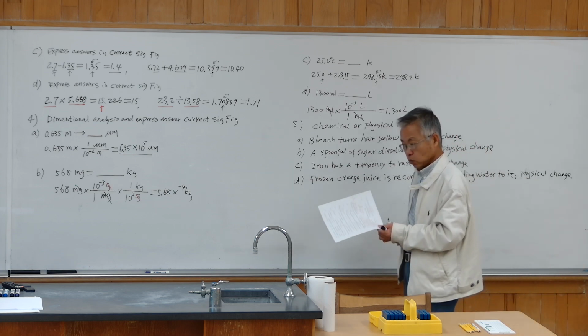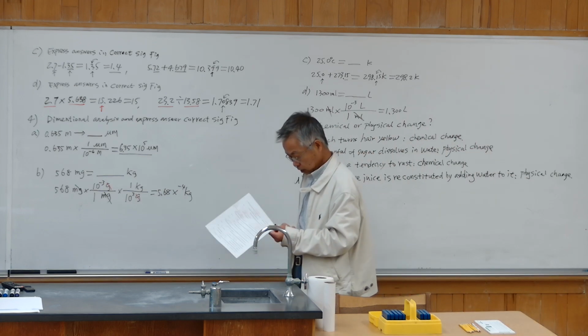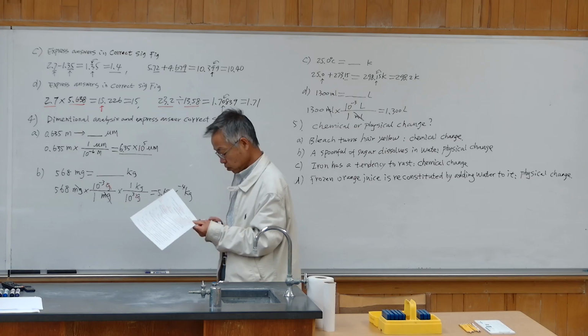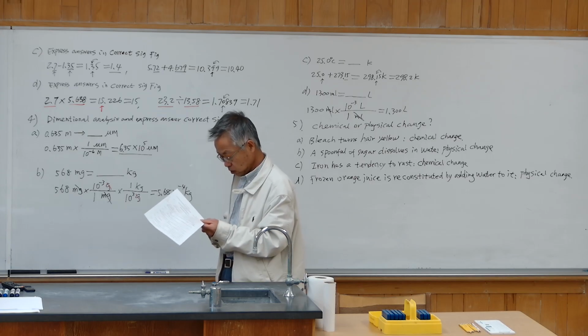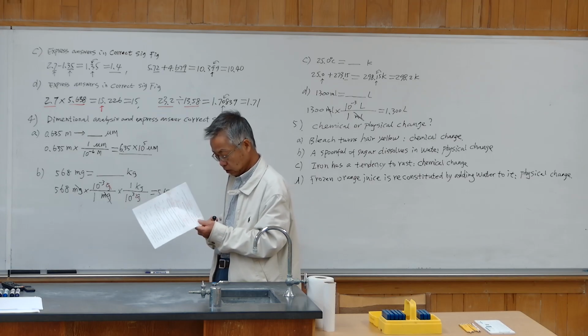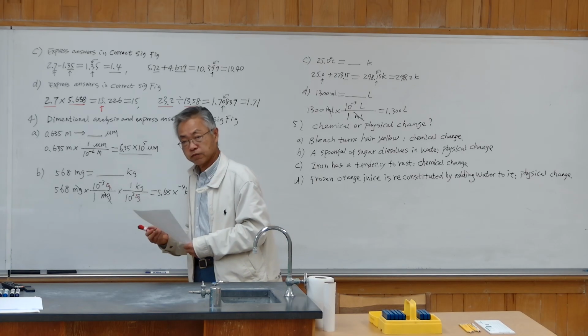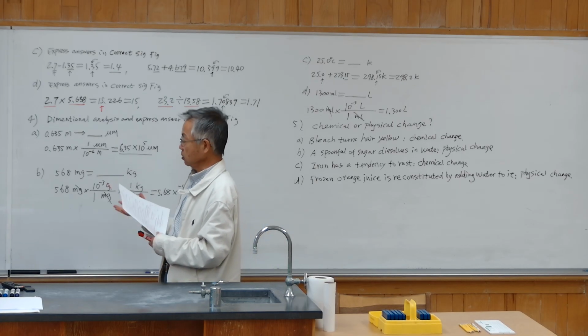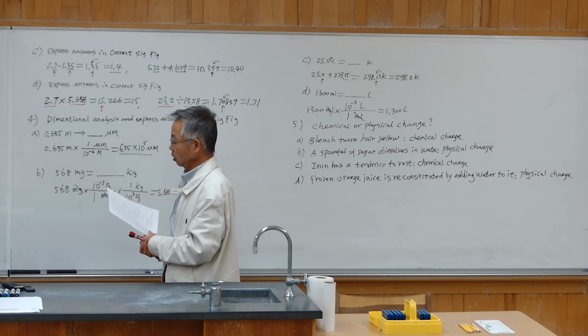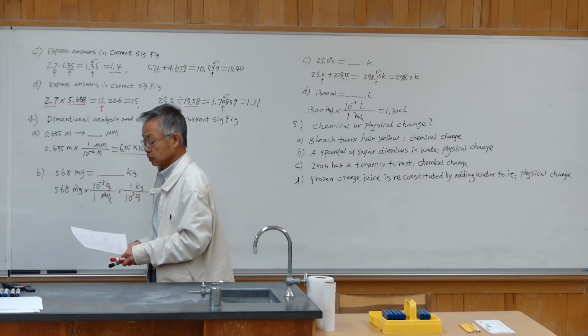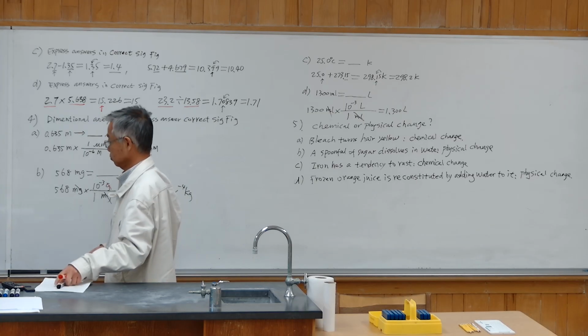So the easiest way to judge whether a process is a physical or chemical change is to think about whether this process can go back. If it can go back, then this is a physical change. If it cannot go back, then this is a chemical change. Okay.